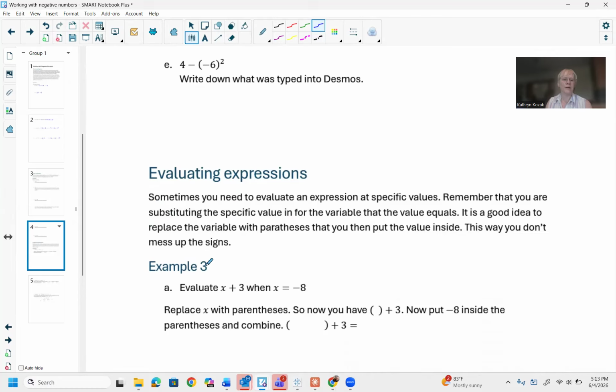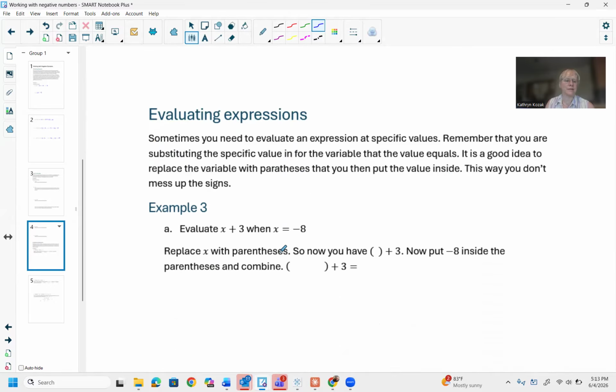Now we're going to talk about evaluating expressions. Sometimes you need to evaluate an expression at specific values. Remember that you are substituting the specific value in for the variable that the value equals. It's a good idea to replace the variable with parentheses that you put the value inside of. This way you don't mess up the signs.